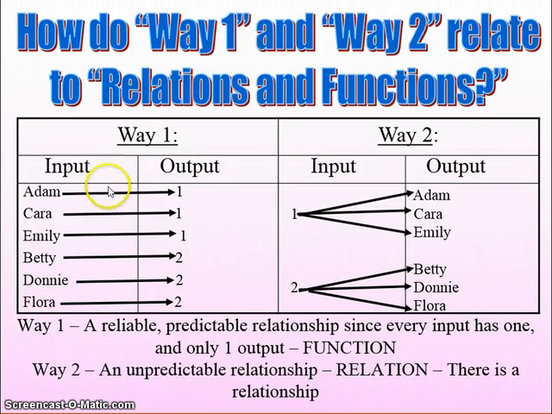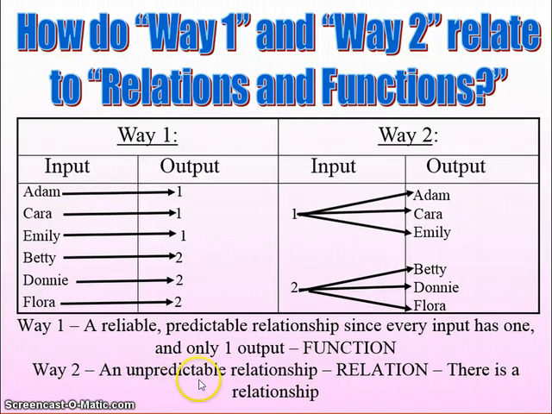Now let's go back to our charts. Here we have way 1, where I gave you a name and you had to output a number. And way 2, where I gave you a number and you had to output a name. Which one of them is a function because every input has one and only one output? And that's way 1. Notice with way 1, every input has one and only one output. That's what makes it a function. One name had one number.